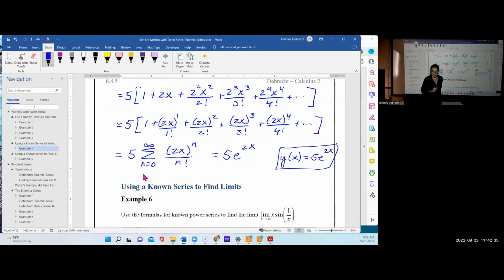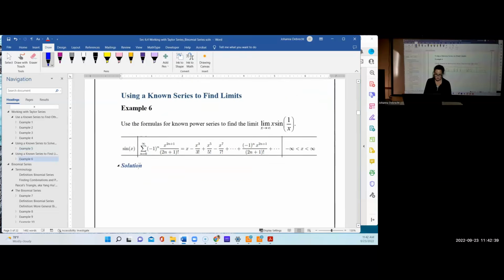Okay, let's take a look at one more example of using known series to find other values. In this particular example, we want to use the known Maclaurin series for sine x, which we've used several times today, to find the limit of x sine of 1 over x as x goes to infinity.